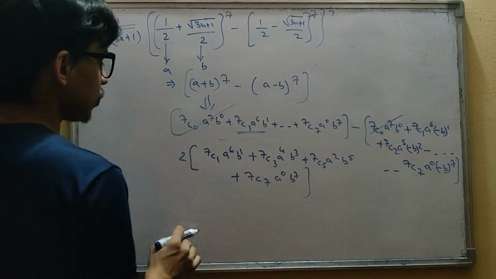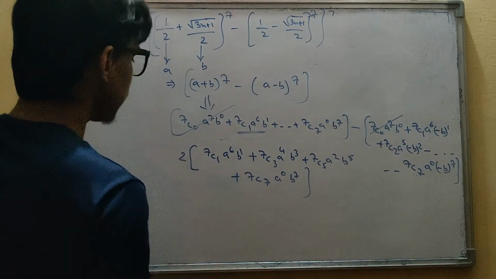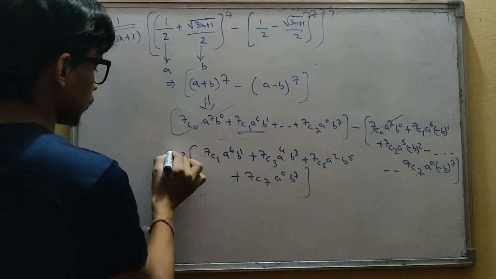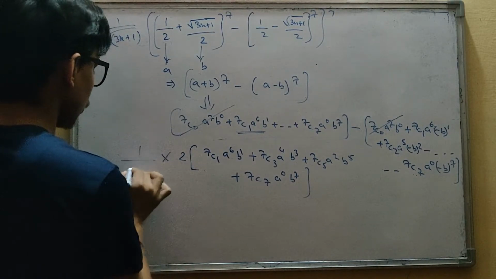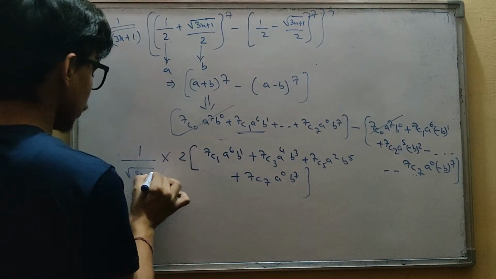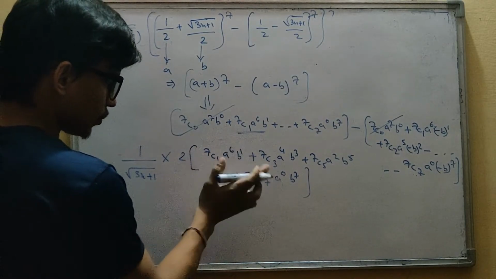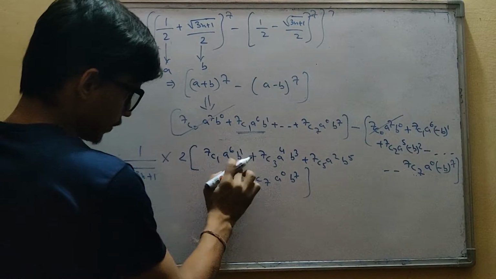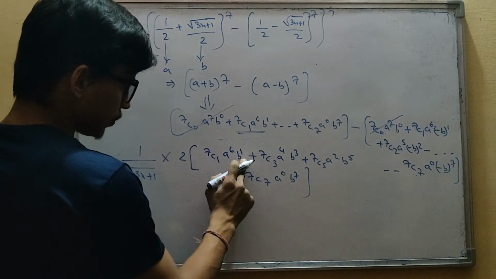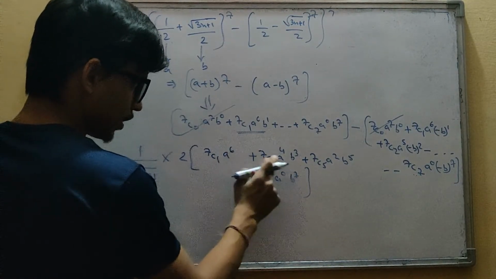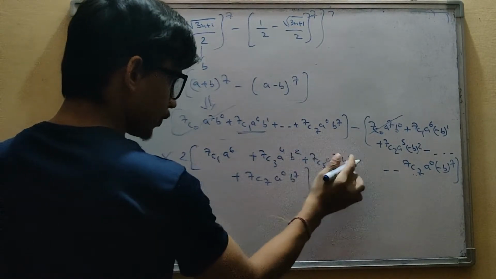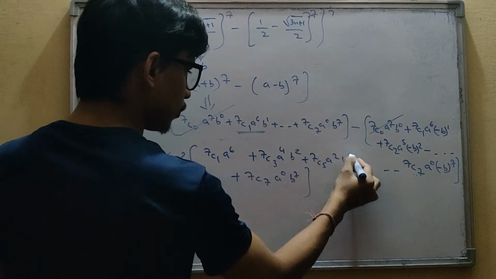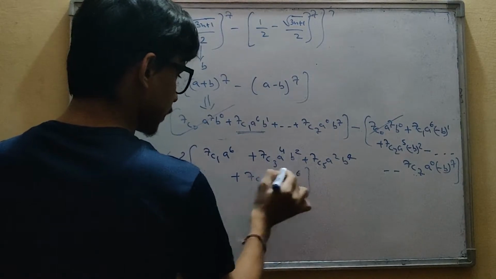Now substitute the values of a and b, or you can take b as a common, right? So this is multiplied with 1 upon root 3x plus 1. If I take b as a common, please see here. Here b is going to be there, and the powers are going to be decreased by 2. Here it is going to be 4, and here it is going to be 6, right?